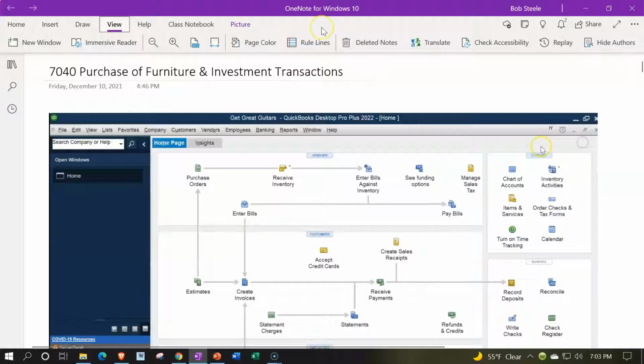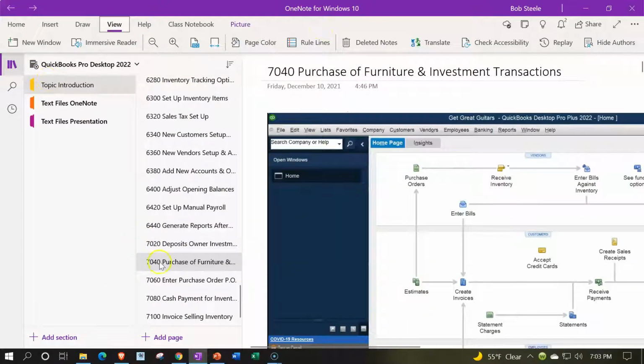If you have access to OneNote and would like to follow along, icon on the left-hand side, Topic Introductions, 7040, Purchase of Furniture and Investment Transactions. Also take a look at the Immersive Reader tool, Topic Introductions in the text area as well. Same name, same number, but with transcripts. Transcripts can be translated into multiple languages, either listened to or read in them. Same name and number as the presentations as well.